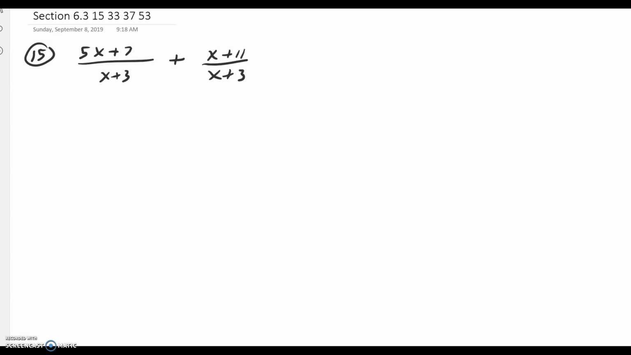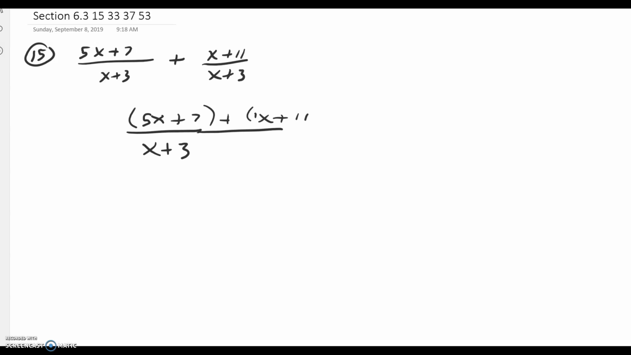In problem 15, we're asked to add two fractions with a common denominator of x plus 3. So we get to use that common denominator of x plus 3, and then we have to add the numerators since it's an addition problem. So we have 5x plus 7 plus x plus 11.